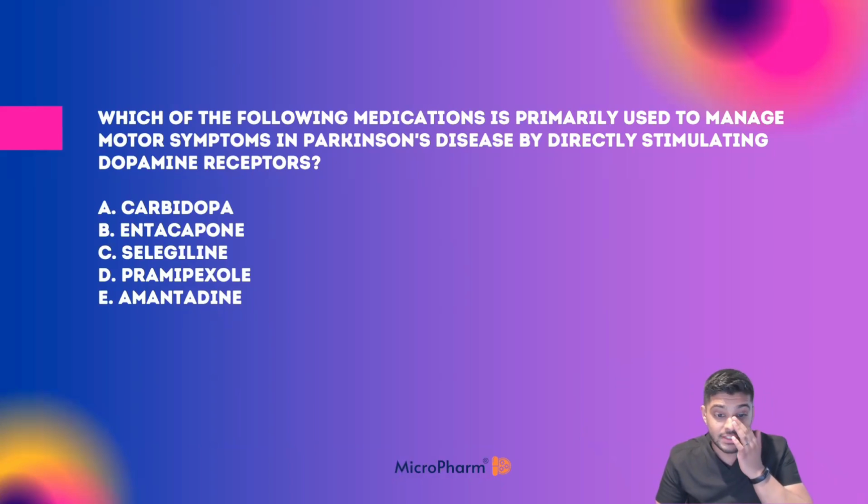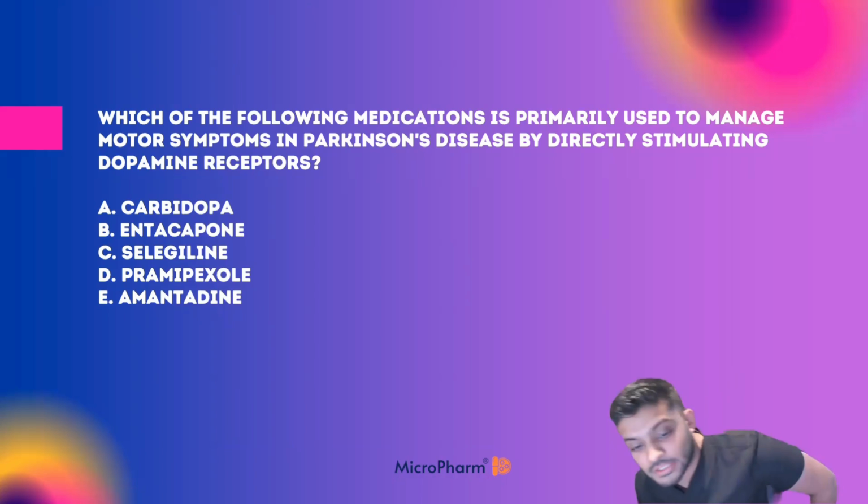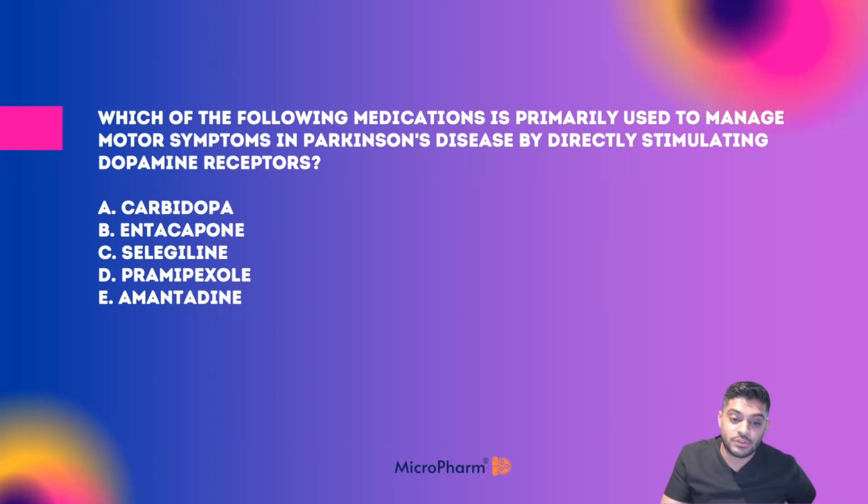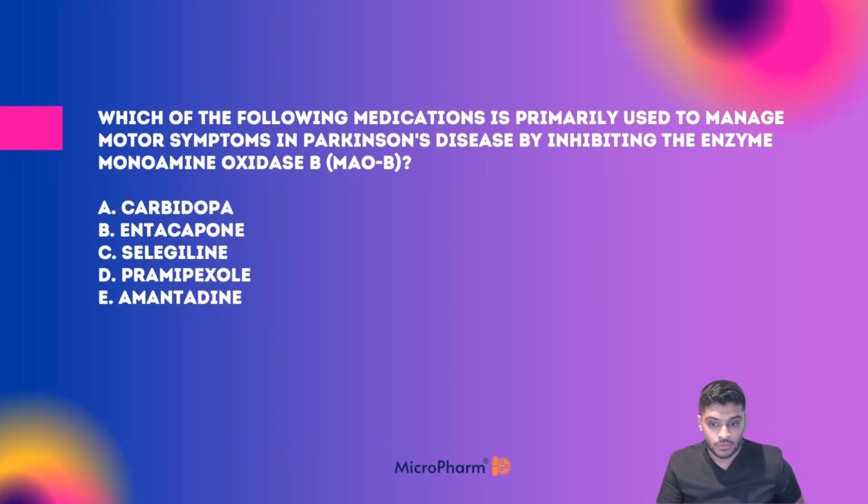So the correct answer for this was D, pramipexole. The reason for that is pramipexole is a dopamine agonist that directly stimulates dopamine receptors. Carbidopa is a drug that blocks the conversion of levodopa to dopamine outside of the central nervous system. So here you're looking for a dopamine agonist that's directly stimulating dopamine receptors. I've popped the rationale in the chat as well.